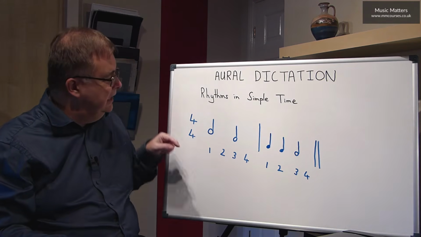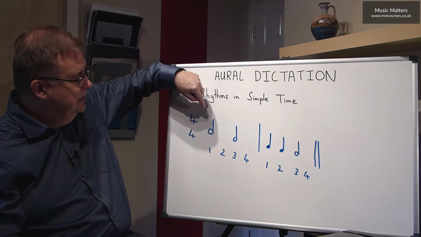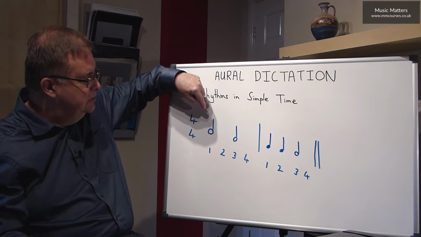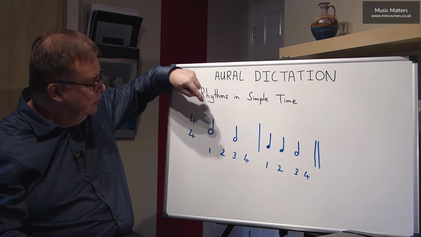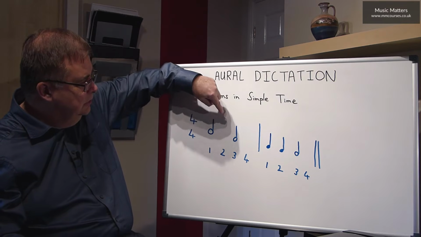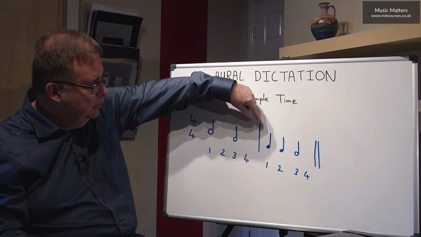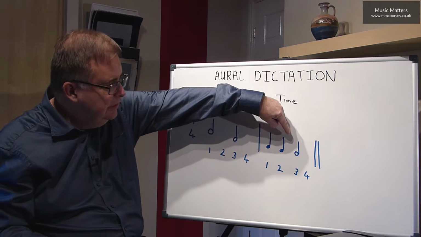Let me play this rhythm again and sort of point to it on the board. So 4 for nothing. 1, 2, 3, 4. 1, 2, 3, 4. 1, 2, 3, 4.